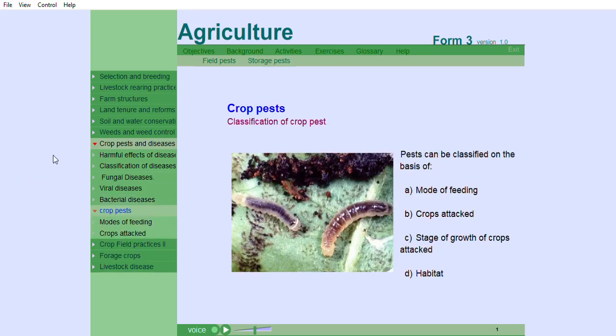Crop pests. Classification of crop pests. Pests can be classified on the basis of mode of feeding, crops attacked, stage of growth of crops attacked, and habitat.